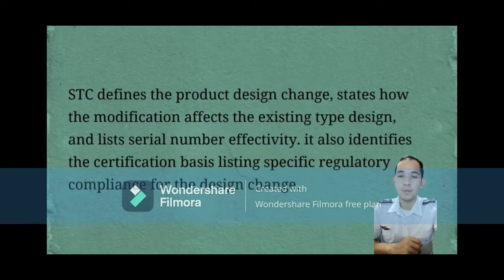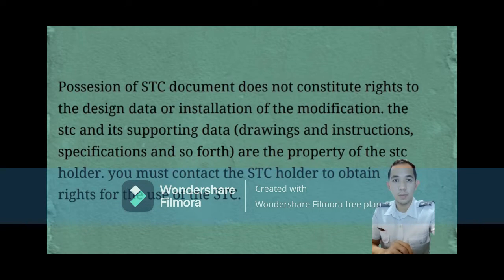So the STC, the supplemental type certificate, defines the product design change and states how the modification affects the existing type design. Basically, this document is within the modification process only with regard to airworthiness concerns. It also identifies the certification basis, listing specific regulatory compliance for the design change. The possession of an STC document is mainly for the owner, service provider, and manufacturer.